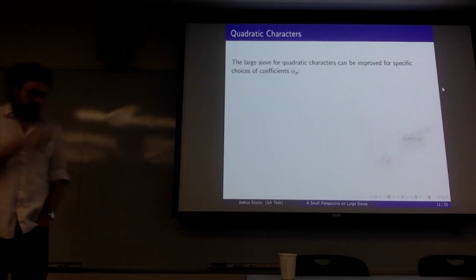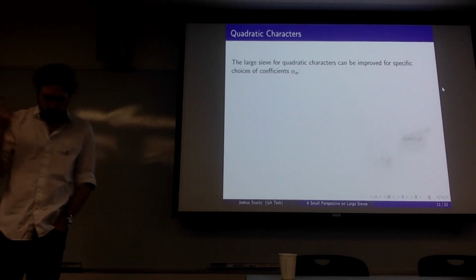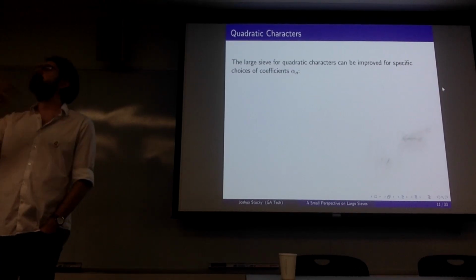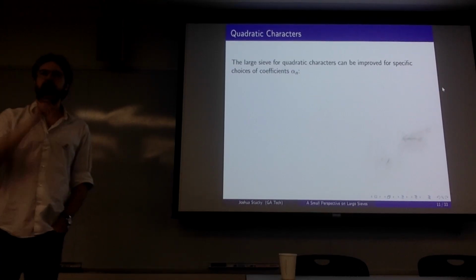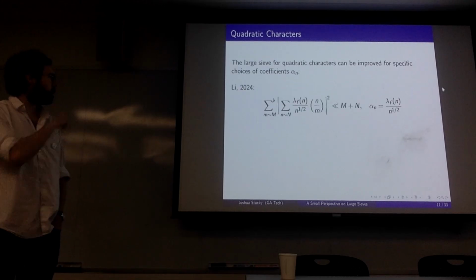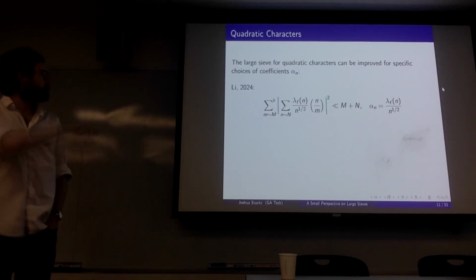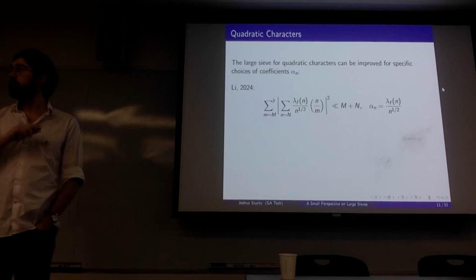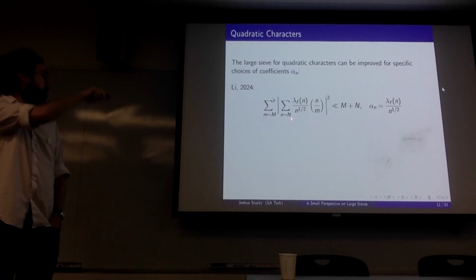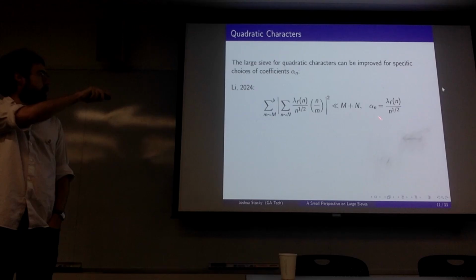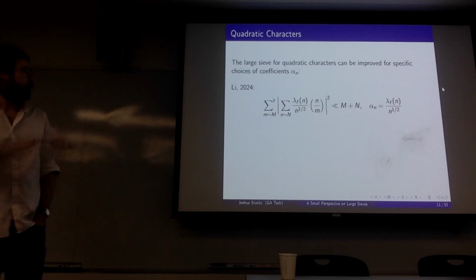Okay, so the point with the large sieve for quadratic characters is we can improve this for specific choices of our coefficients. And this is going to be a theme throughout this talk. So Shan and Lee, back in 2024, was able to do this for the Fourier coefficients of modular forms. So if I take these to be my special coefficients, I can remove the epsilon term, and I can get an optimal large sieve estimate where the L2 norm here is just of size 1.